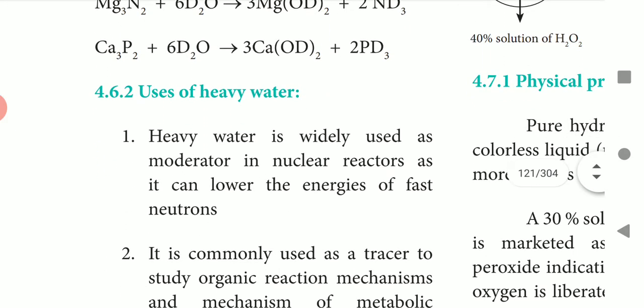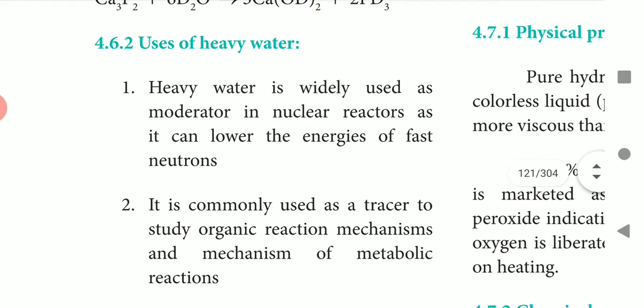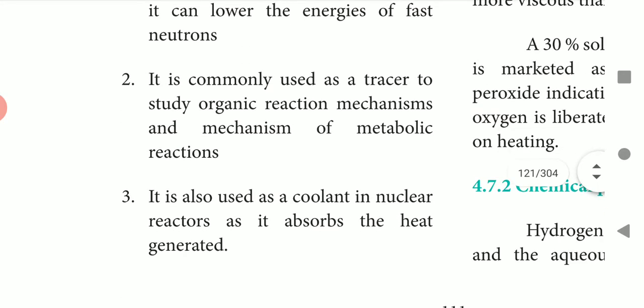What are the uses? Heavy water is widely used as a moderator in nuclear reactors, as it can lower the energies of fast neutrons. It is commonly used as a tracer to study organic reaction mechanisms and mechanisms of metabolic reactions. It is also used as a coolant in nuclear reactors, as it absorbs the heat generated.